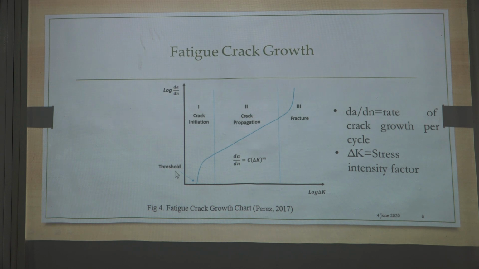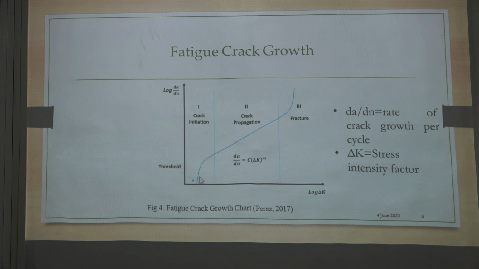Here you can see some threshold limit. The threshold limit is that particular amount of stress which can be sustained easily without the initiation of any kind of failure. After this limit, the initiation of failure will be there. So, there are three different stages: one is the crack initiation, then the crack propagation, and the third one is the fracture.